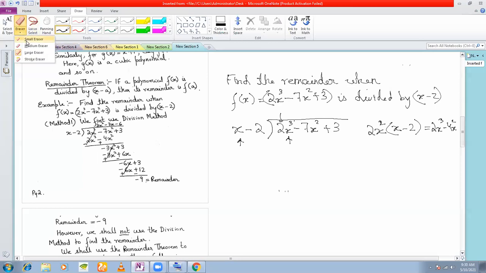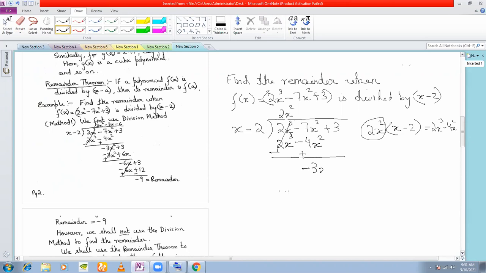So what you do here is, since you have multiplied x minus 2 by 2x square, you write 2x square above. And after multiplication, how much are we getting here? We are getting 2x cube minus 4x square. And next, what was your step? You subtracted, right? Cancel this. Minus 7 plus 4 will give you a minus 3x square plus 3.